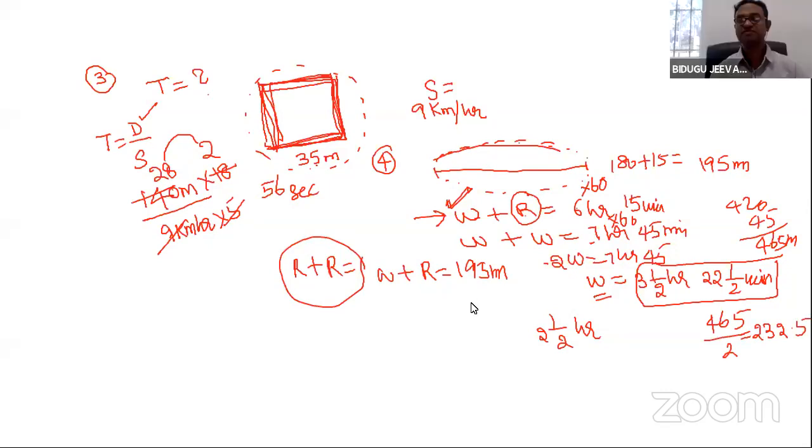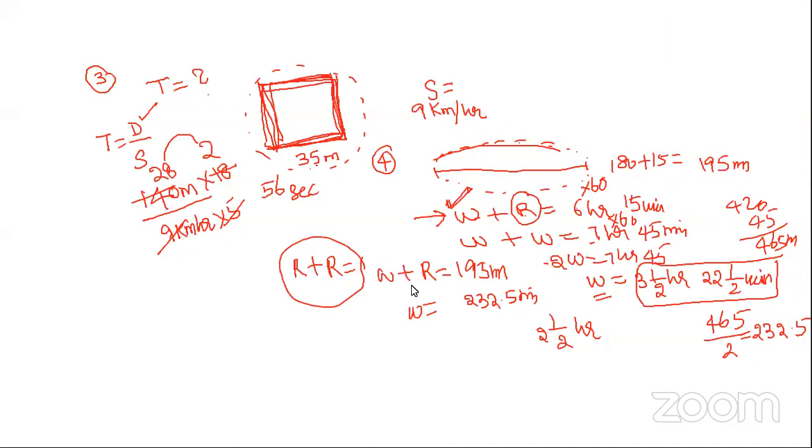Now this is 232.5 minutes. This is the value of W. See here, W is given. Now is it possible to get the answer clearly from the equation? 7 hours 45 minutes, both ways walk. Both ways walk. Come on. I think the W value is more.